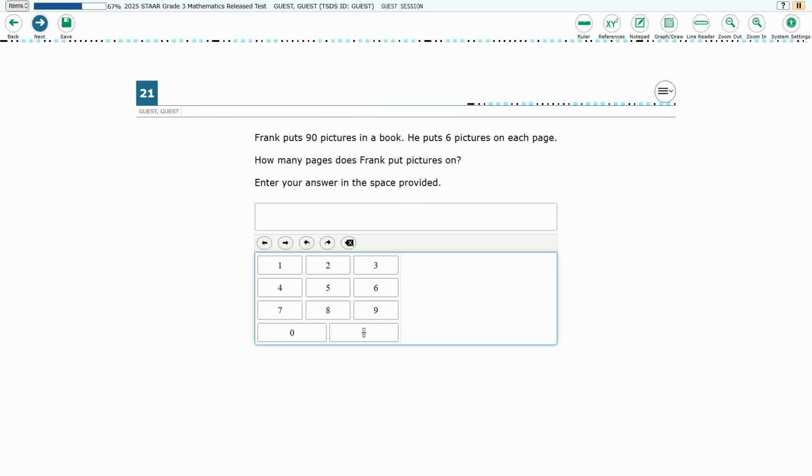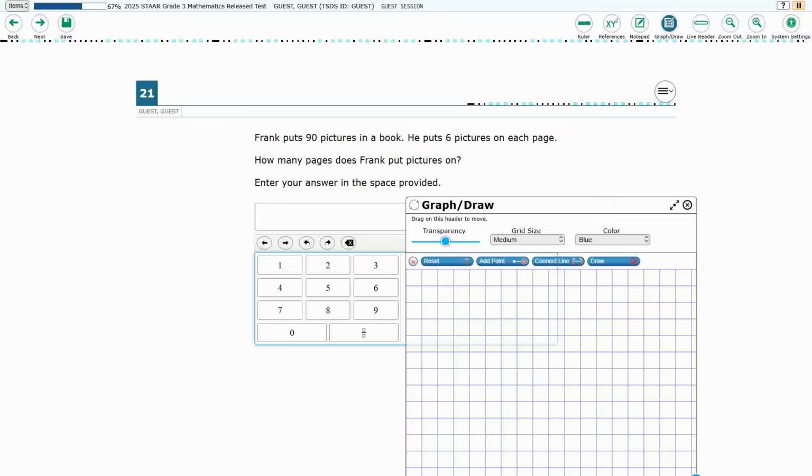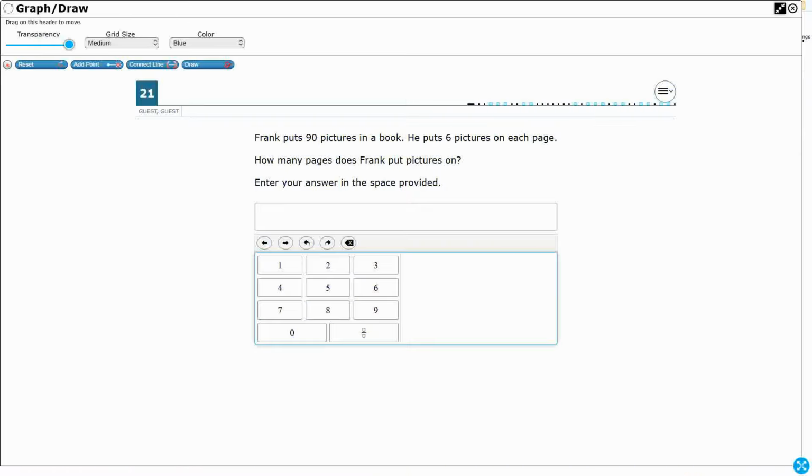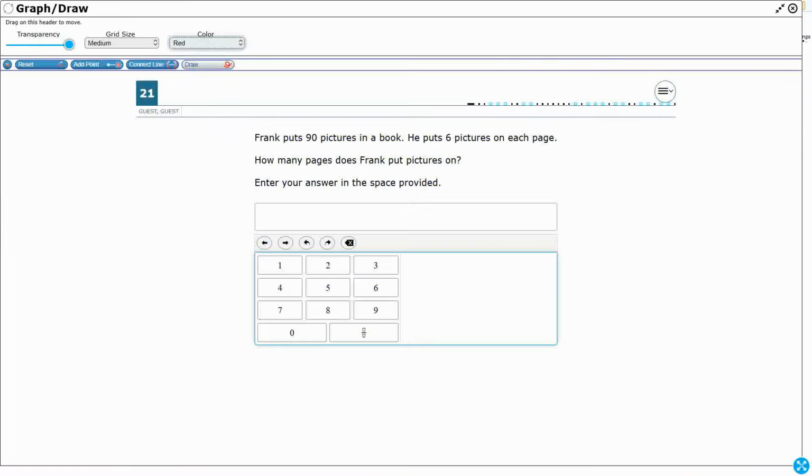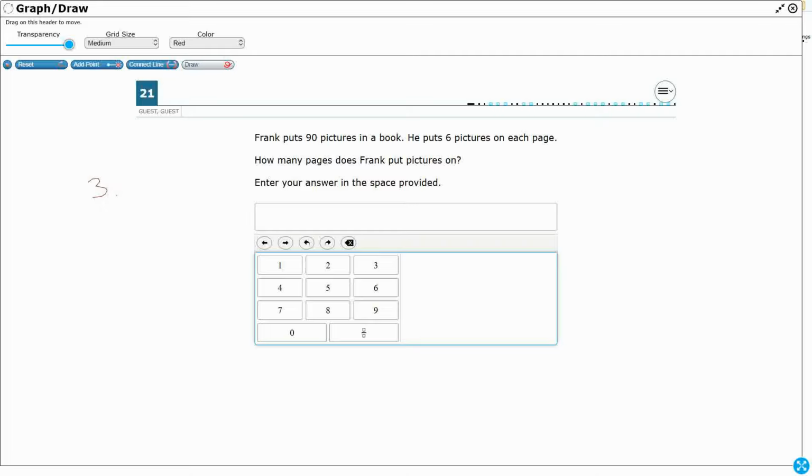For number 21, we are looking at 3.4k multiplication and division problems. As you can tell, this is an equation editor, so we're just typing in the answer. No A, B, C, or D to choose from, which always makes it a little bit more difficult for students.